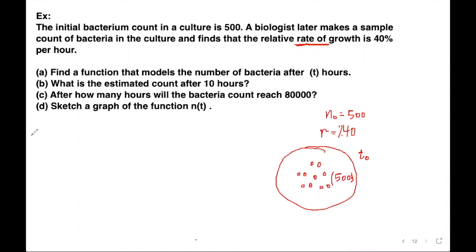So let me write down the given. N0 is given as 500, and also the rate of growth is given. R equals 40%. 40% is supposed to be a number, 40 over 100, and 40 over 100 is the same as 0.4. This is R.